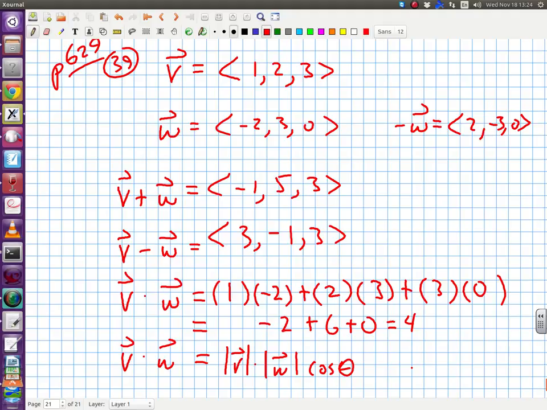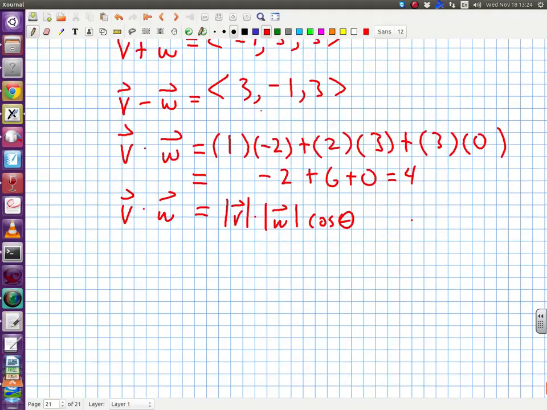What's the magnitude of V? Well, square it, add it, square it. So 1 plus 4 plus 9 is 14, rad 14. And how about the length of W? Square it, add it, square it. So 4 plus 9 plus 0 is 13. So rad 13, just Pythagoras in 3D. And so you get that 4 equals rad 14, rad 13, cosine of theta.